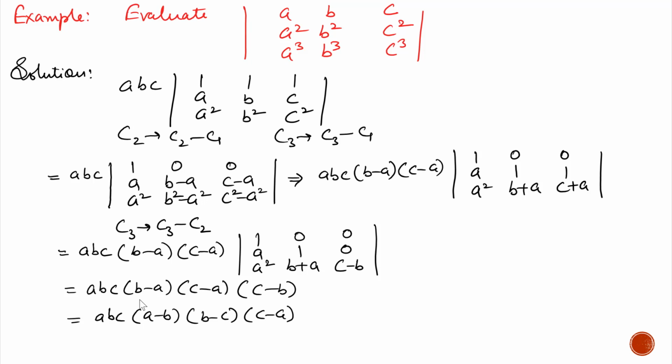Now take minus common from b minus a and minus common from c minus b, and we'll get the answer abc, a minus b, b minus c and c minus a.